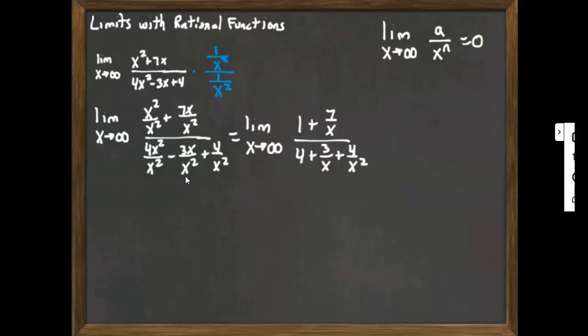Now the reason that we did this was so we can bring this limit into play, because now we have a lot of terms that involve division by a power of x. And each one of those is going to go to 0. So 7 over x is going to go to 0, 3 over x is going to 0, 4 over x squared is going to 0. And so that leaves us with just a constant 1 in the top and a constant 4 in the bottom. And so the overall limit is just 1/4.